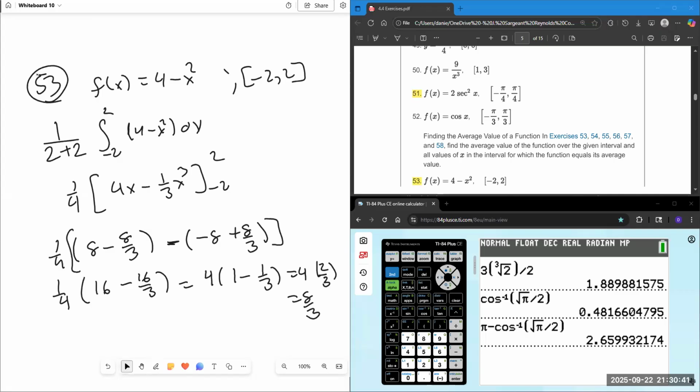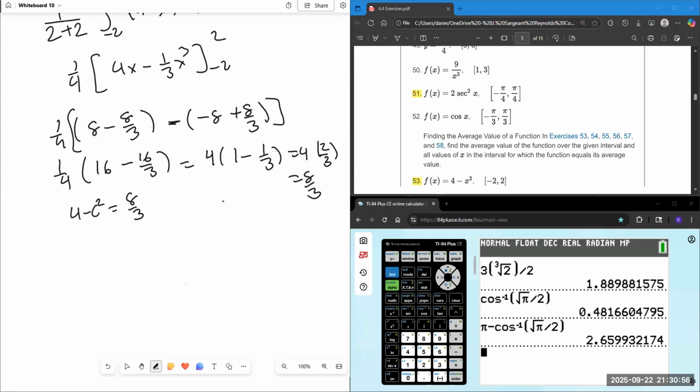And then we want to find where that happens. So f of c is equal to 8/3. So 4 minus c squared is 8/3. That happens at 4 minus 8/3 is equal to c squared. So c squared is equal to 12 minus 8 is 4/3. C is plus or minus 2 over root 3, which is plus or minus 2 root 3 over 3.